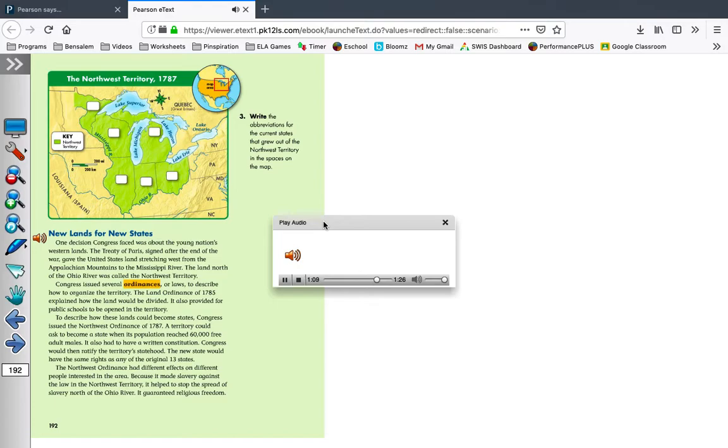Because it made slavery against the law in the Northwest Territory, it helped to stop the spread of slavery north of the Ohio River. It guaranteed religious freedom.